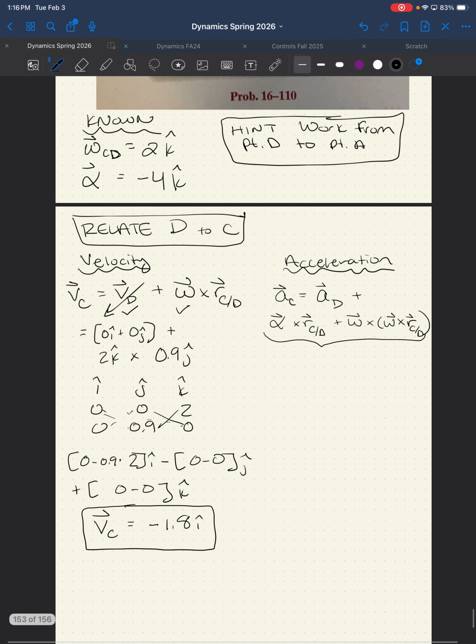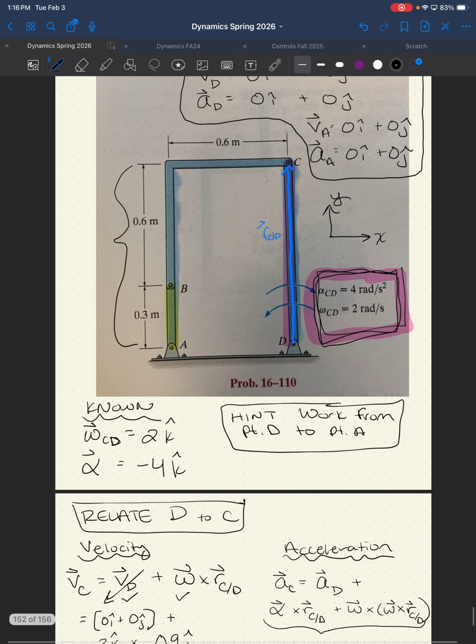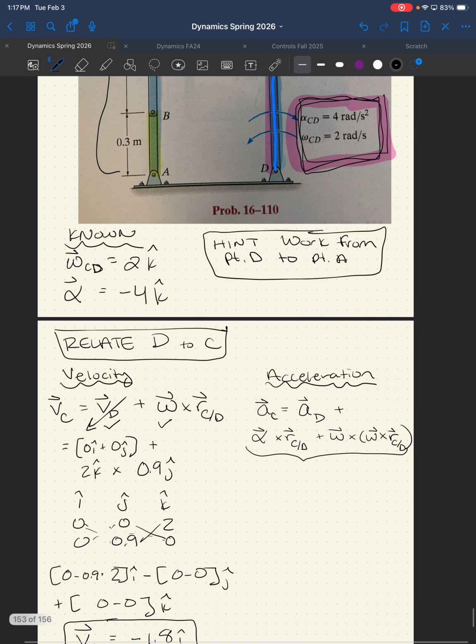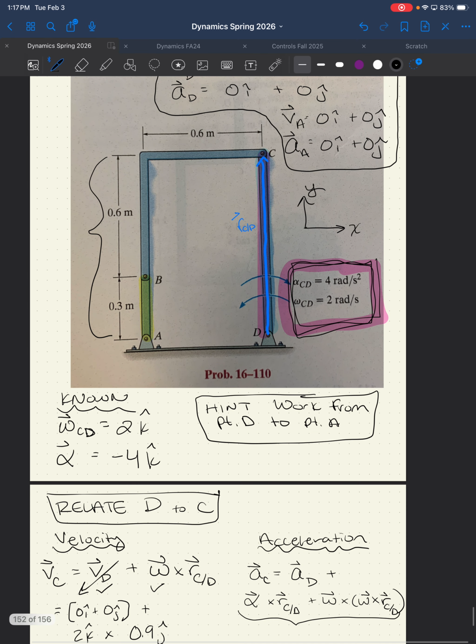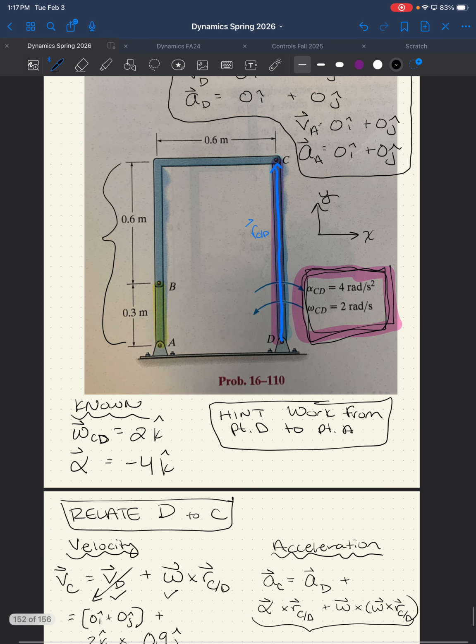Now the second product is i, j, k, 0, 0, 2, minus 1.8, 0, 0. I minus j plus k. I is 0 minus 0. J is 0 minus 2 times negative 1.8. K is 0 minus 0.